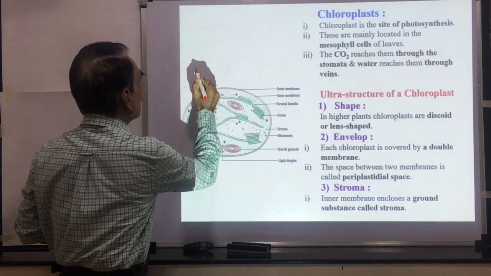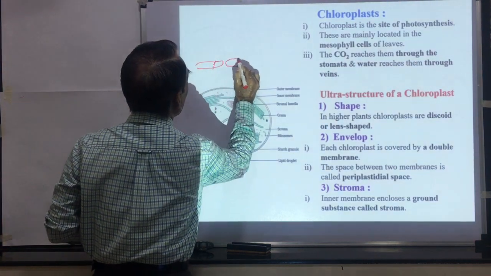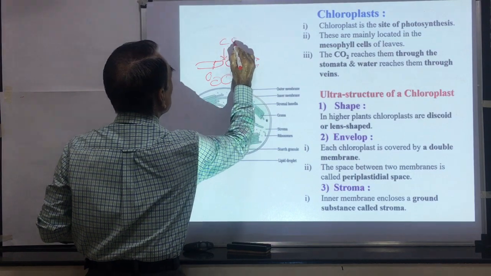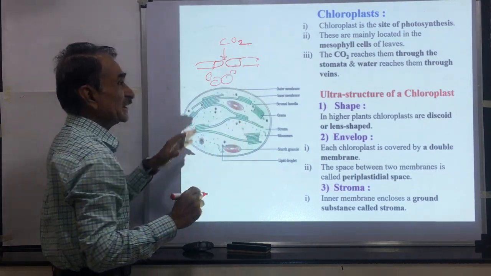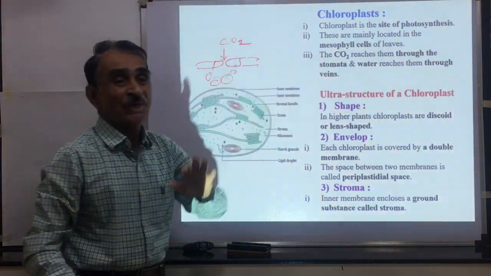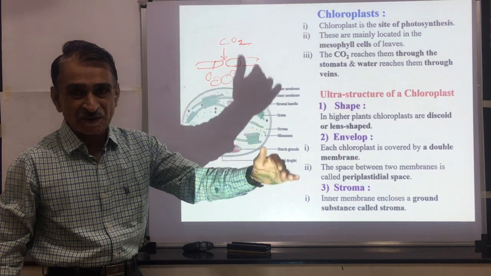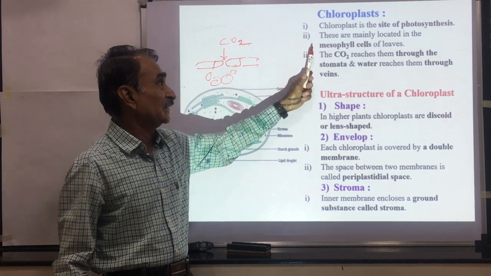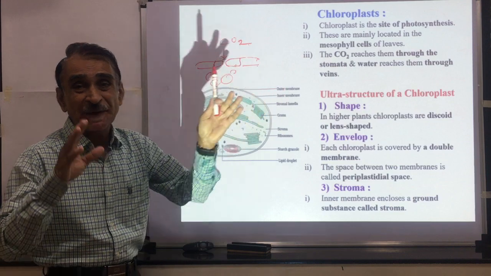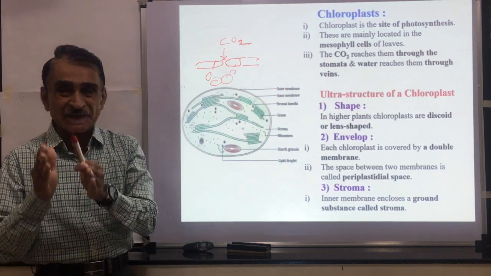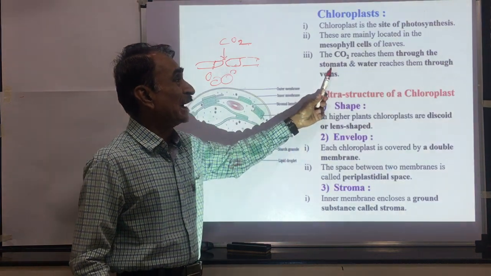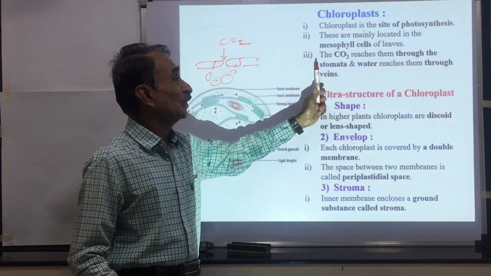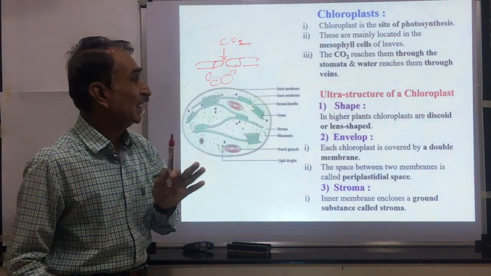Stomata are the small openings we have seen. Suppose this is the epidermis and here this is the stoma. Through this stoma, CO2 reaches the chloroplast, and water reaches through the veins. Through the veins present in the leaves, water is transported. Chloroplast is the site, the center, of photosynthesis. Chloroplasts are mainly located in the mesophyll cells, the green cells present mainly in the leaves. CO2 reaches through the stomata and water reaches through the veins.